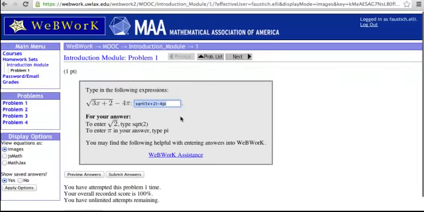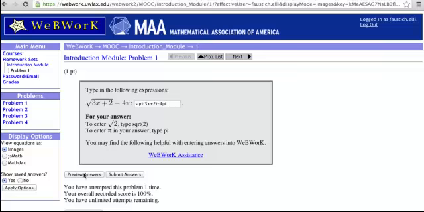Our first problem tells us to type in the following expression, the square root of 3x plus 2 minus 4 pi. Notice that when I type this in, I'm using SQRT for square root. I then must put a parenthesis around everything that I want under that square root. I then wrote subtract 4, and to write pi, mathematically, you type in pi.